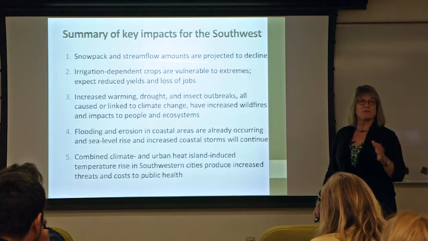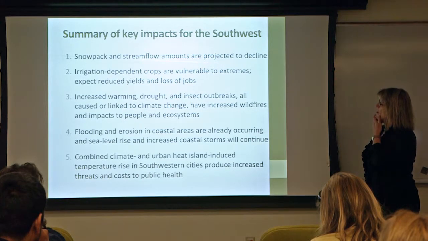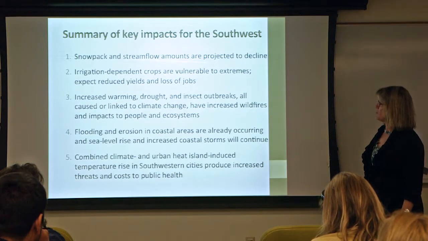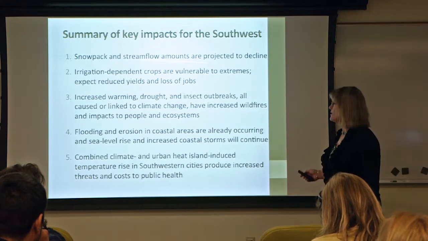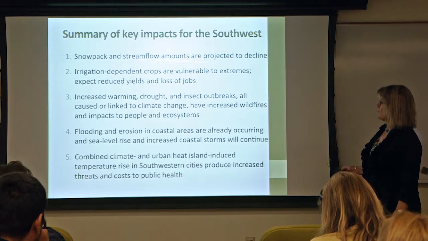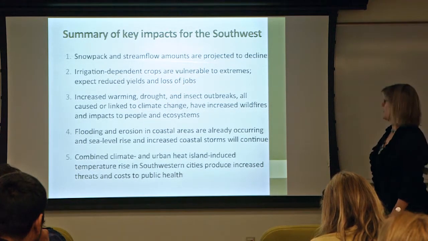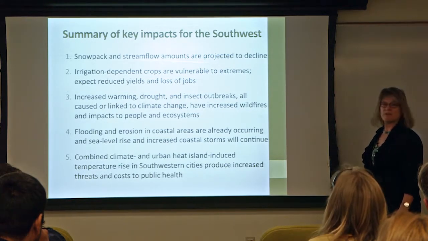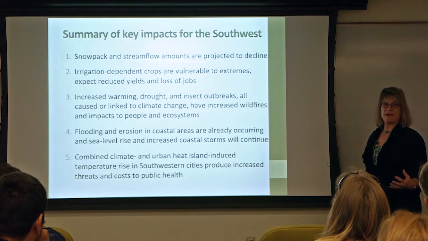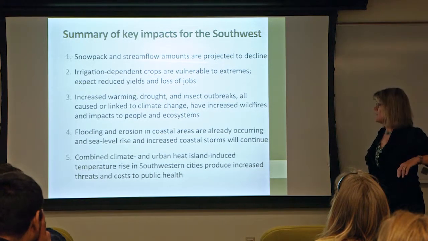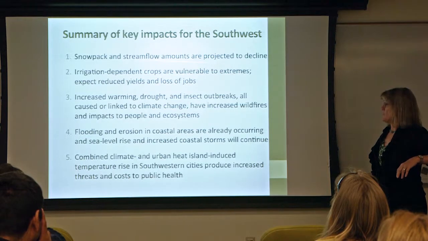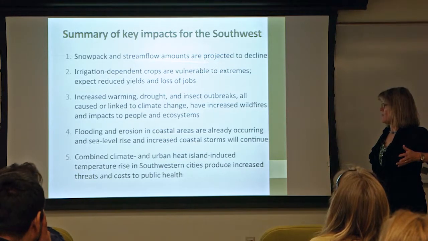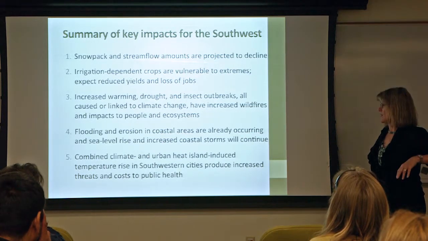So for the Southwest, what's really happening? Snowpack and streamflow amounts are expected to decline. Irrigation-dependent crops are vulnerable to extremes, so we might expect to see reduced yields. Increased warming, drought, insect outbreaks, as I was just talking about with the pine bark beetle, that are linked to climate change have resulted in increased wildfires and impacts to people and ecosystems from those fires. I have a little more to say about fires in a minute. Flooding and erosion in coastal areas, for instance, in California, are already occurring. Sea level rise is occurring.